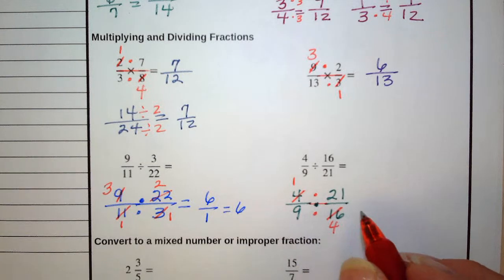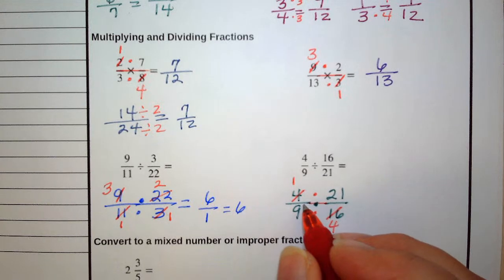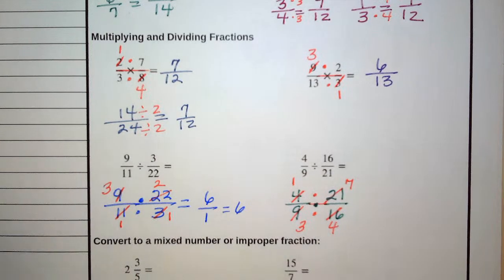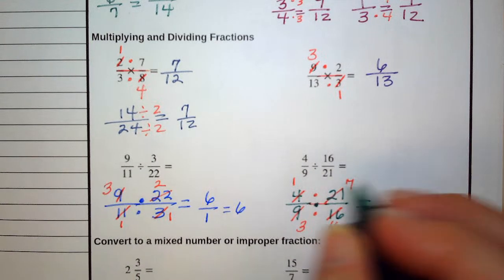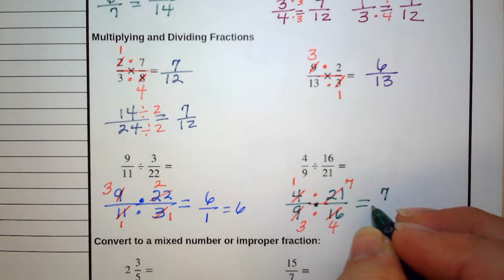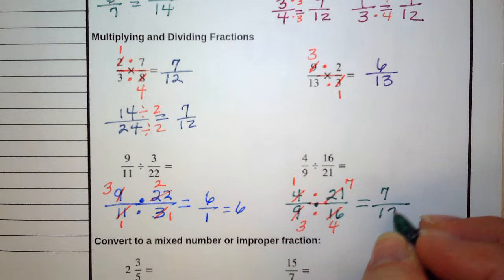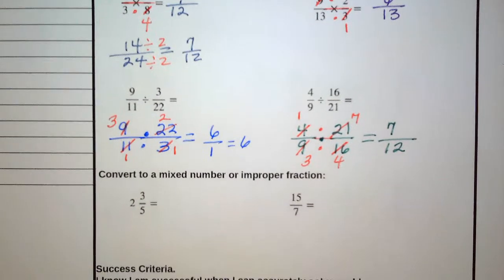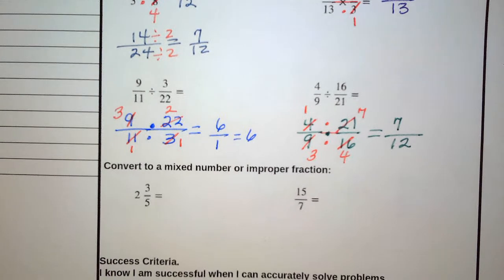I've got 9 and I've got 21. Both of those have a factor of 3 in them. 9 divided by 3 is 3. 21 divided by 3 is 7. So I now have 1 times 7, which is 7, over 3 times 4, which is 12. And I'm done. If you do not see that, you're going to end up with really big numbers in your fractions, where it's much simpler if you just are able to simplify as you go.